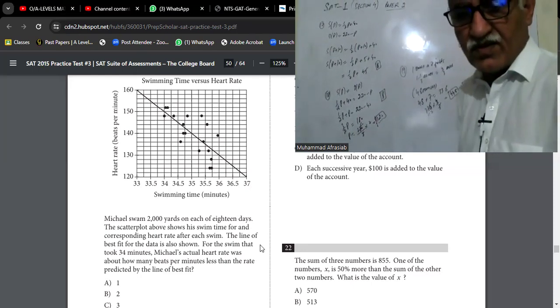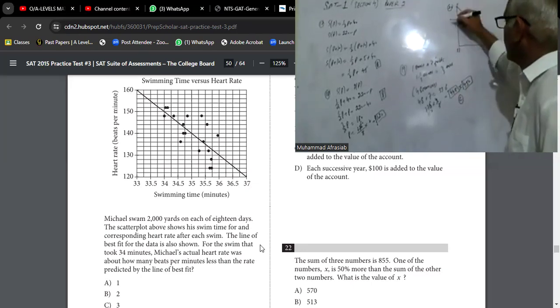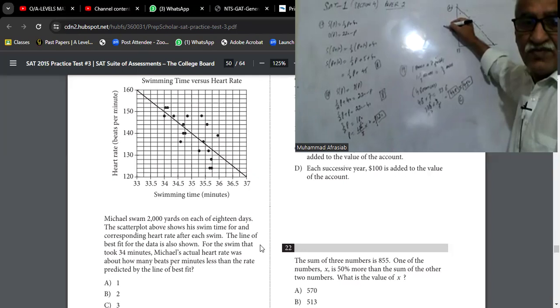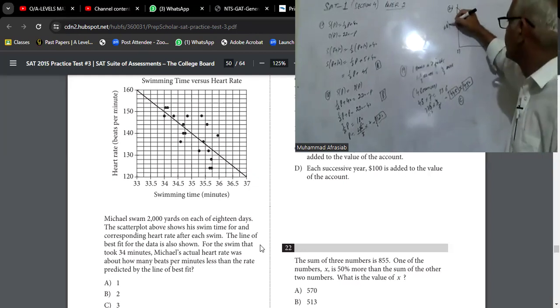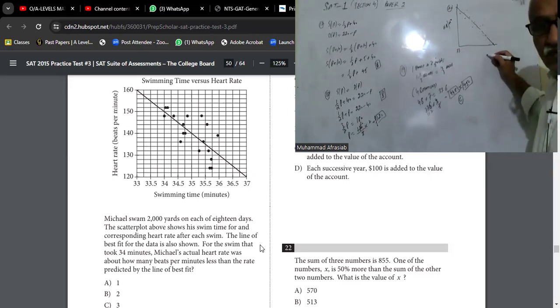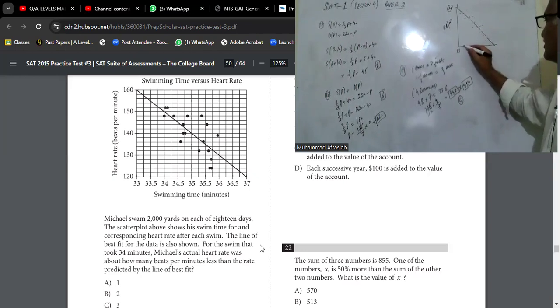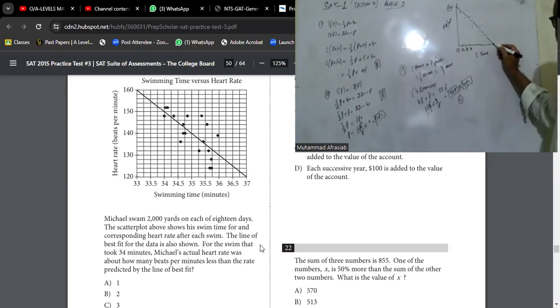For this graph, it started from 33 values. This is the heartbeat per minute. This is swimming time: 34, 35, 36, and almost up till 37.